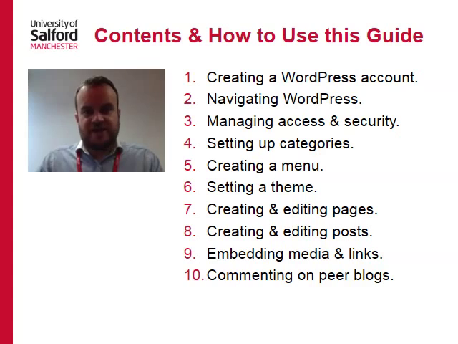Now, we've split this guide up into 10 chapters. As I mentioned, this covers both initial setup of your blog and also covers some of the ongoing activity that you'll want to carry out throughout the whole of the PGCAP. So if we look at this list of contents here, the first 6 chapters are creating a WordPress account, navigating WordPress, managing access and security, setting up categories, creating a menu and setting a theme. These are things that you'll do when you first set up your blog.